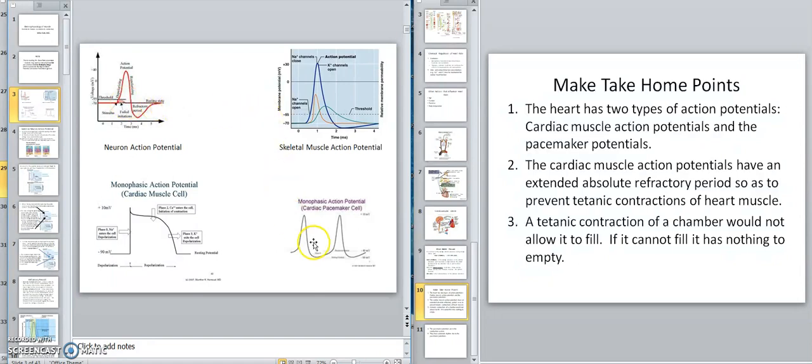I'm showing 4 different action potentials. This would be the one, the neuron action potential you studied in A&P1. This would be a skeletal muscle you studied in A&P1. What I did was to come in to show you the comparison between this and the heart ones, which is this and this.